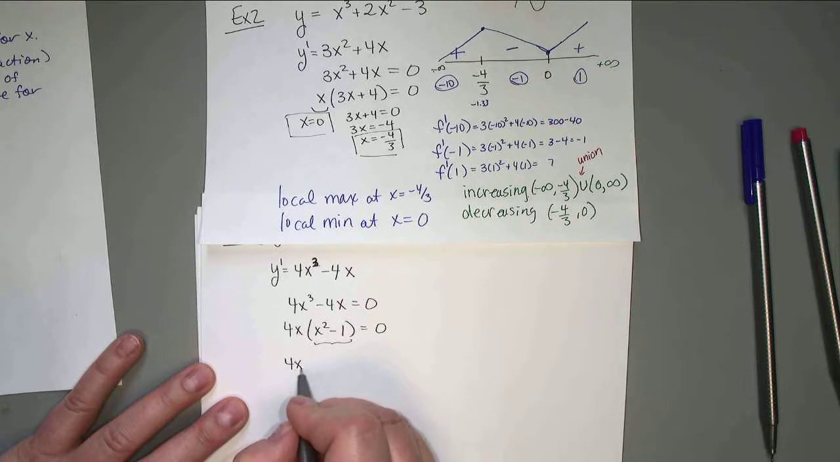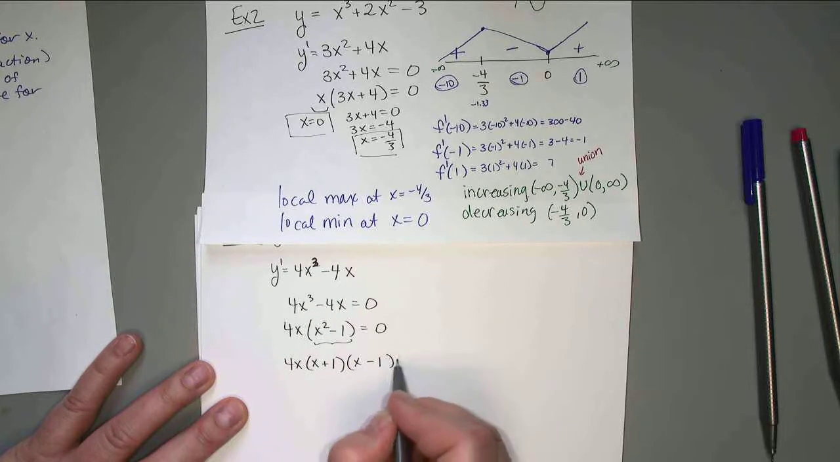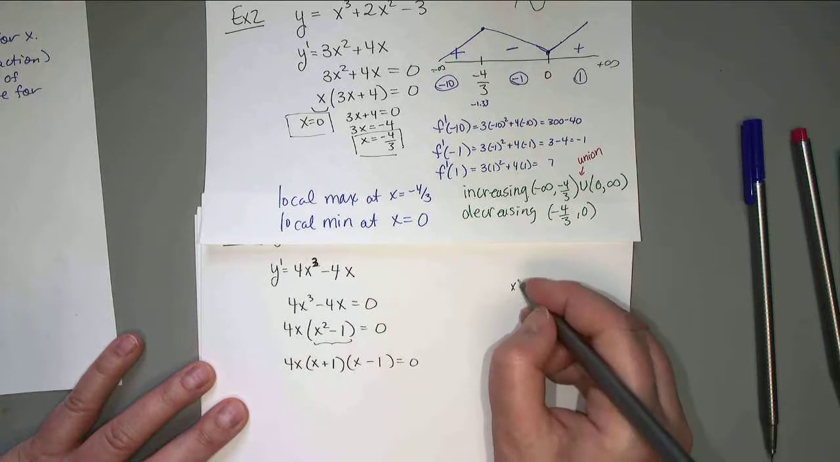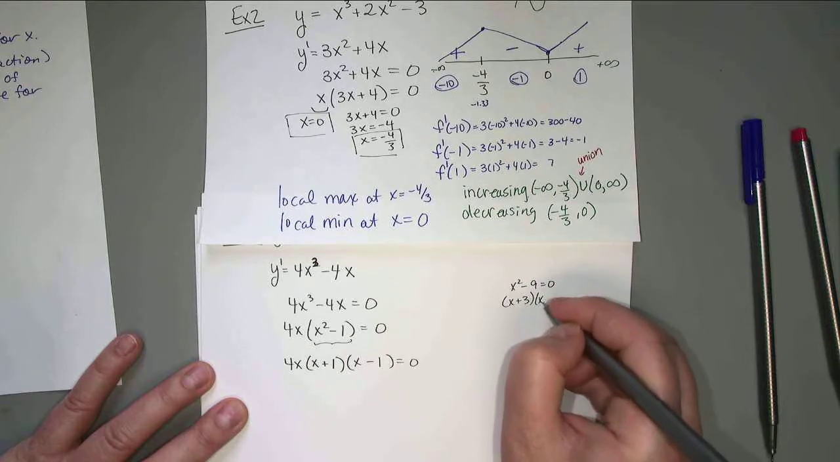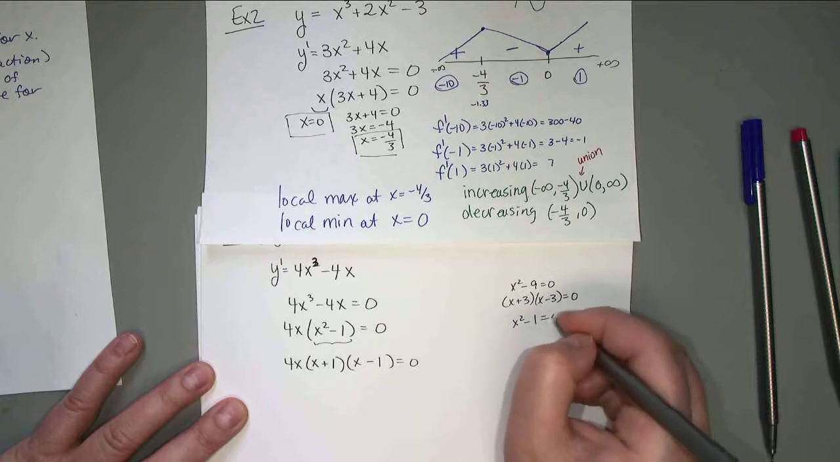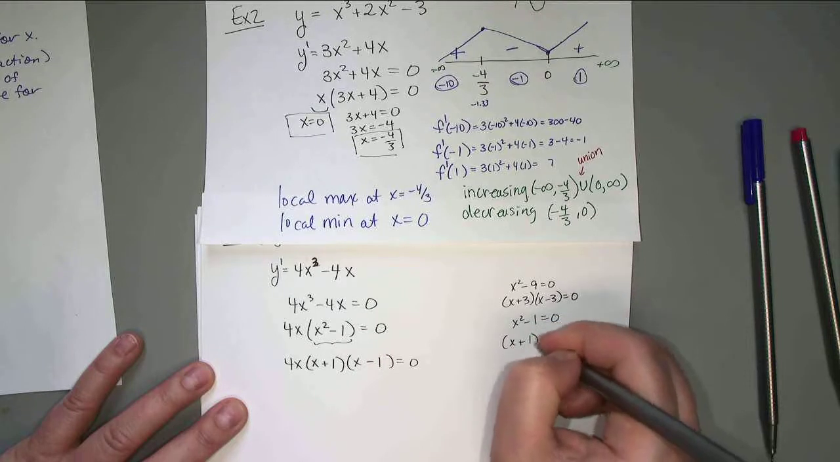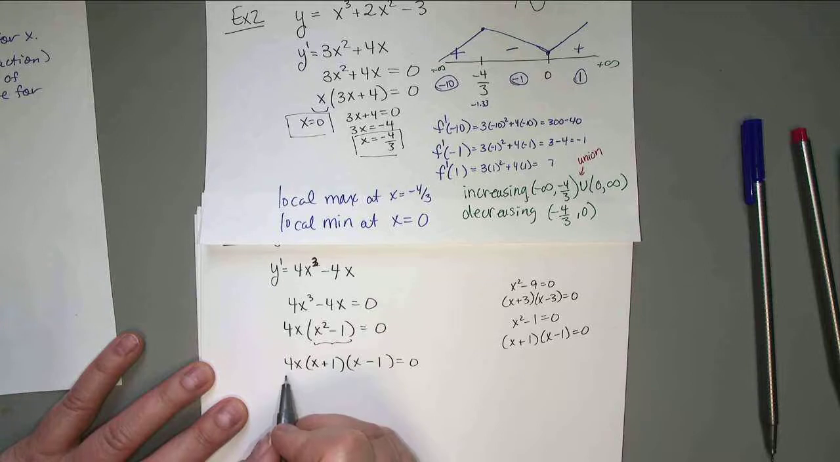So there's 4x. This is x. Square root of 1 is 1, x plus 1, x minus 1. Remember this one, x plus 3, x minus 3, that's a difference of squares. The same idea here, x plus 1, x minus 1. Square root of 1 is 1. So here we actually ended up with 3 numbers.